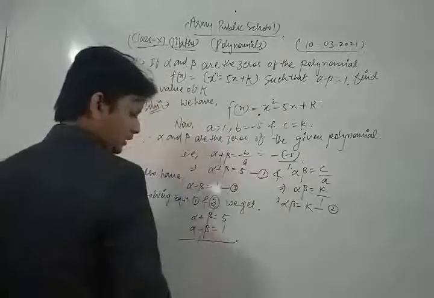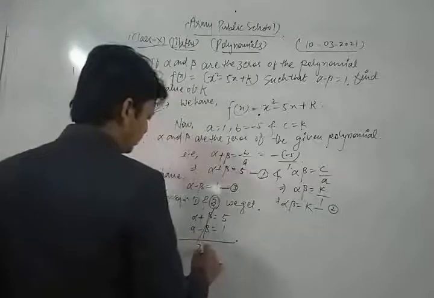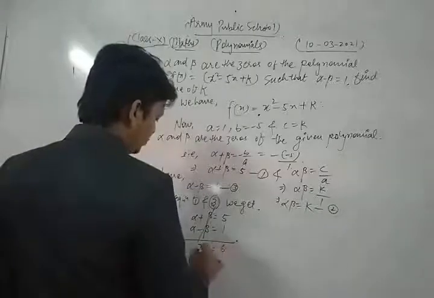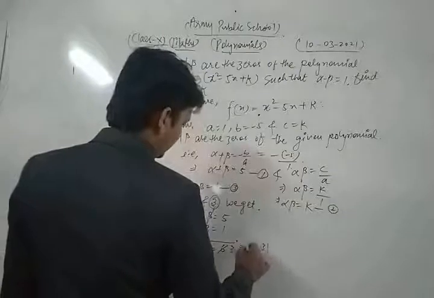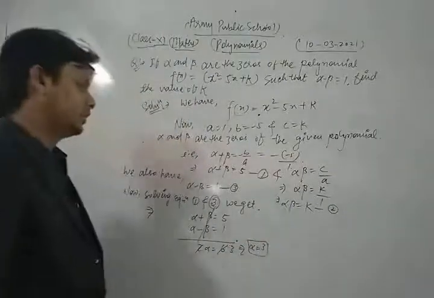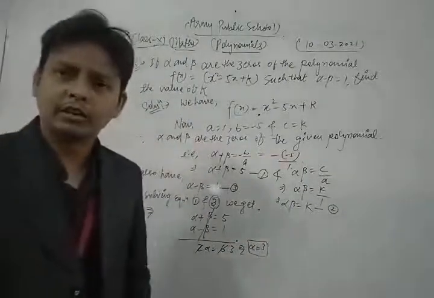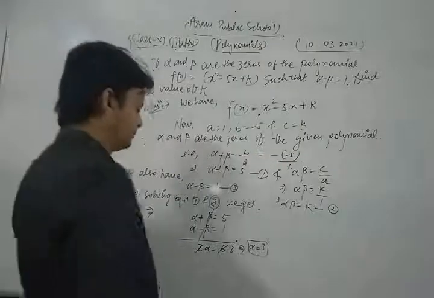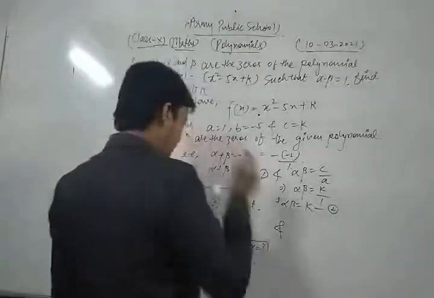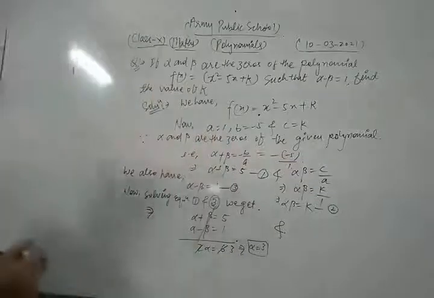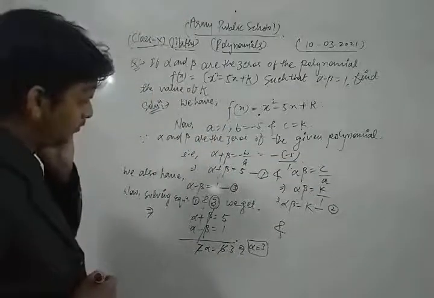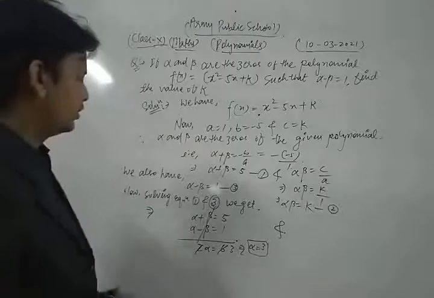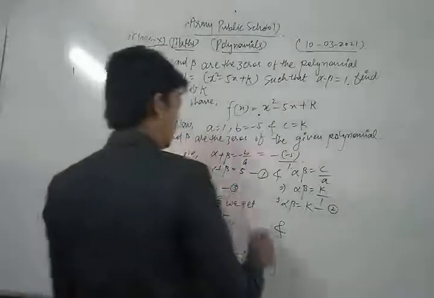Now we cancel beta with each other. Now 2 alpha is equal to 5 plus 1, that is 6, so 2 times 3 is 6, thus the value of alpha is what, 3. Okay, thus in this way the value of alpha is 3. Now we put the value of alpha in equation 1.